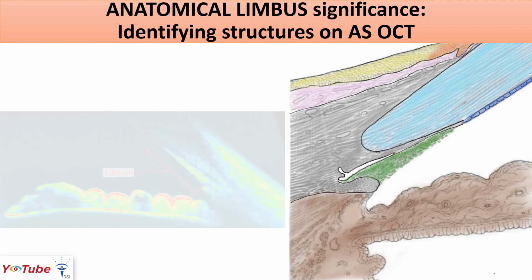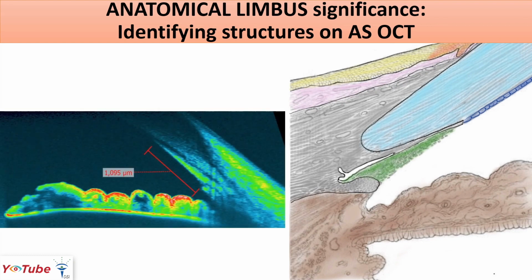Now look at this anterior segment OCT image showing the angle and the limbus, and let us compare the landmarks between the OCT image and the image that we have already seen.